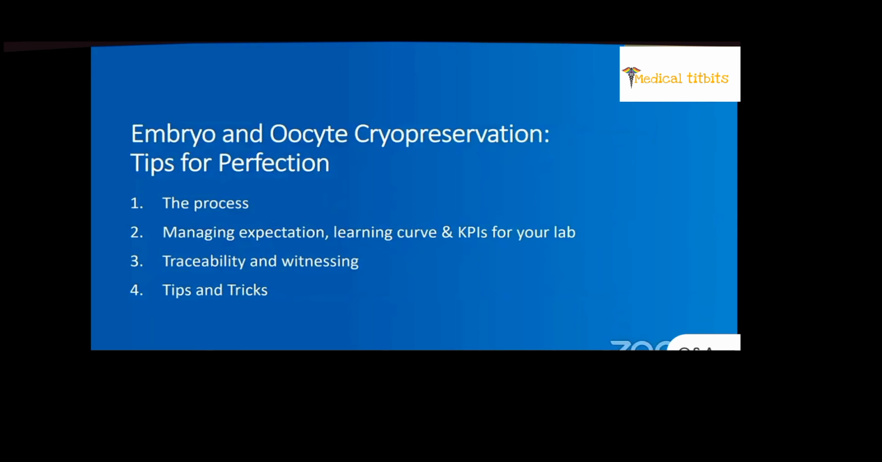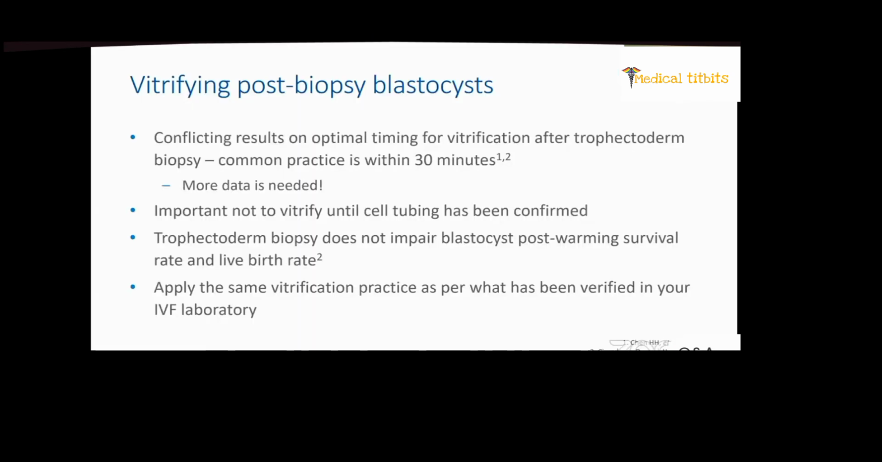Now we'll discuss a few tips and tricks that can help you to improve your results. There's still no clear evidence in terms of an optimal time for vitrification following trophectoderm biopsy. Common practice suggests that vitrification within 30 minutes of biopsy is appropriate. Most important, however, is to only start the vitrification process after cell tubing has been confirmed. It has been shown that the trophectoderm biopsy per se doesn't impair blastocyst post-warming survival and live birth rates.